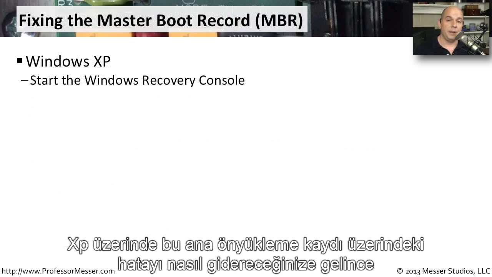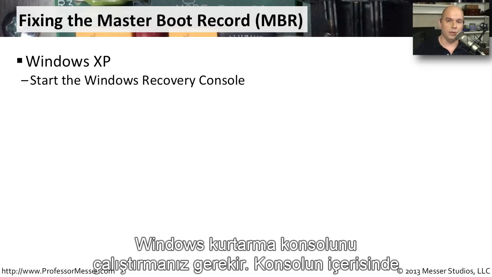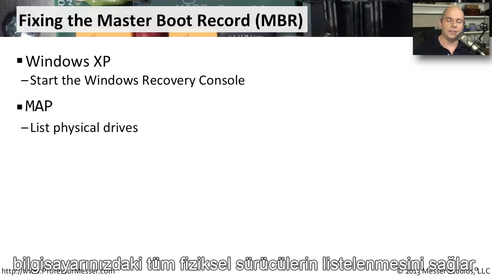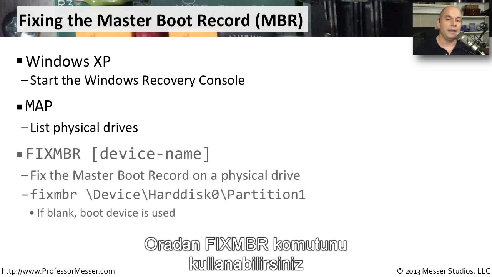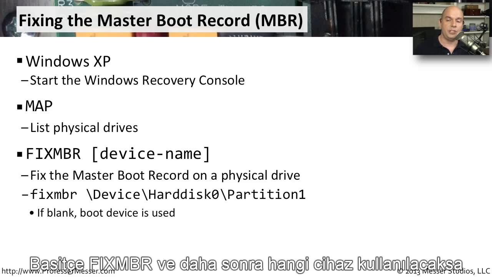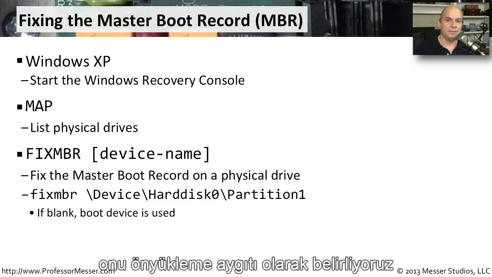So how would you fix the MBR? Well, in Windows XP, you need to start the Windows Recovery Console. Once you're inside of the console, you may want to run something like the map command, and that would list out all of the physical drives that are on your computer. From there, you can use the command fixMBR, and then if you wanted to, you could even specify a particular device name that was listed in that map command. If you just simply use fixMBR by itself, it'll use whatever device is set as the boot device.